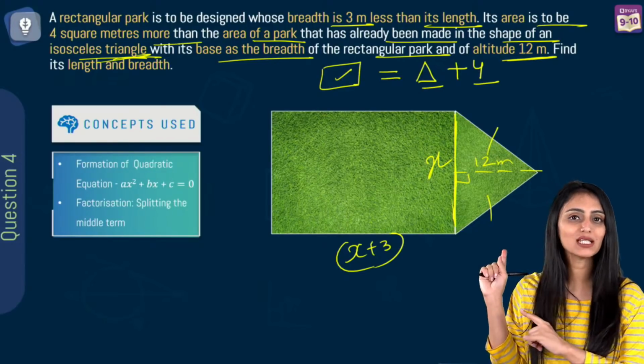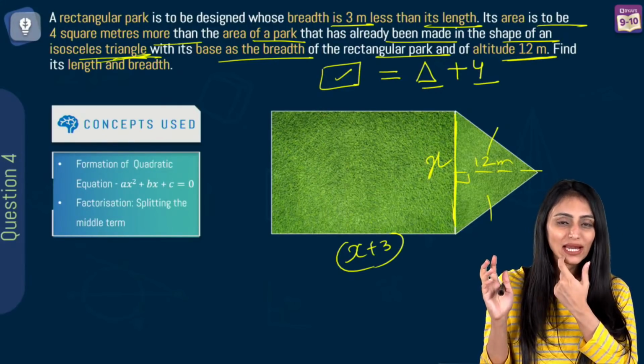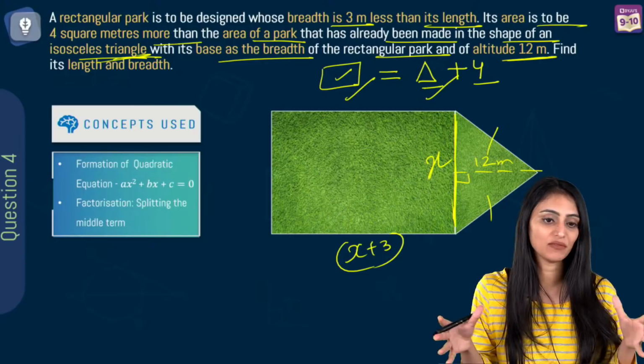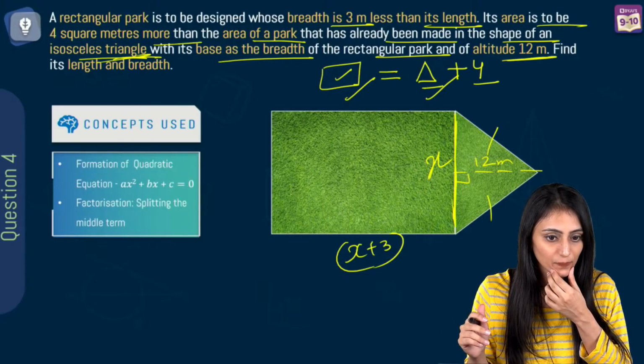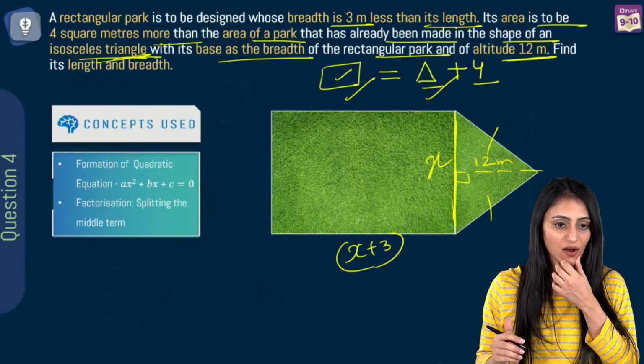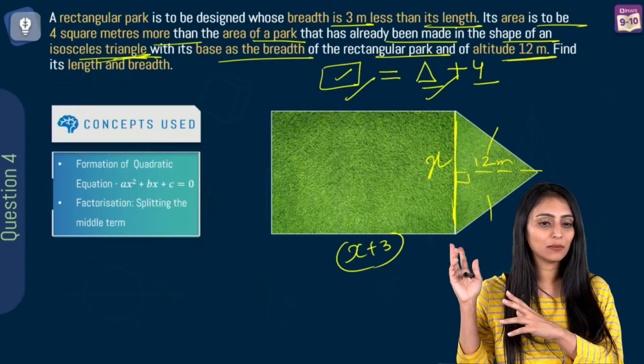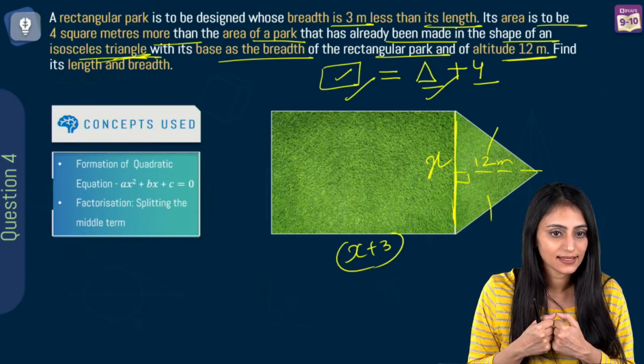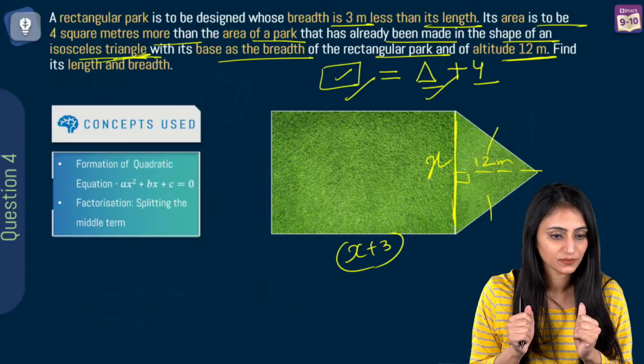I hope this much information is clear to everyone. All I need is the area of this rectangular park and the area of this triangle to put it here and then simplify this. All right. This is clear to everyone. Quickly tell me, thumbs up, smileys, so that I can move ahead. Yes, I can see thumbs up. Yes, Charvi. All right.